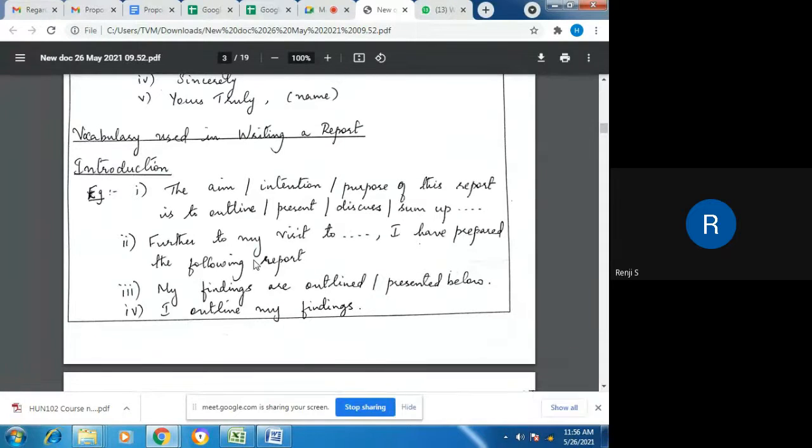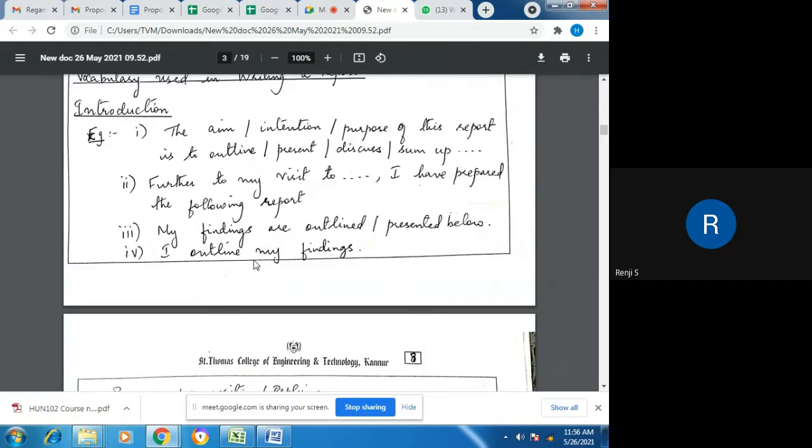Next is technical vocabulary used in writing a report. When you're writing a report, like you had taken a seminar or you had developed a project and you are asked to submit a report based on it, what are the things that you should consider? Reports are technical documents, that is seminar reports or project reports or reports on any matter submitted to an authority. They are all technical reports.